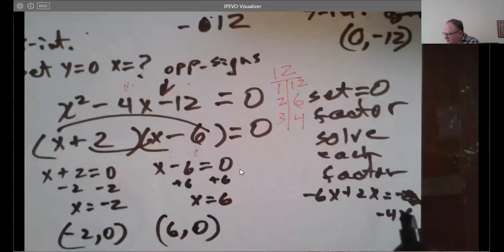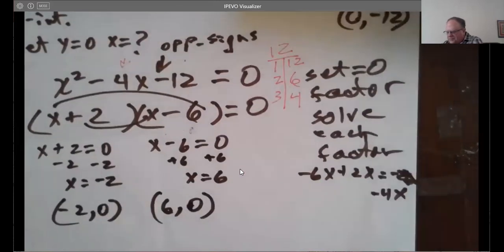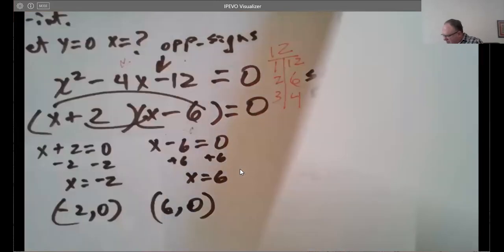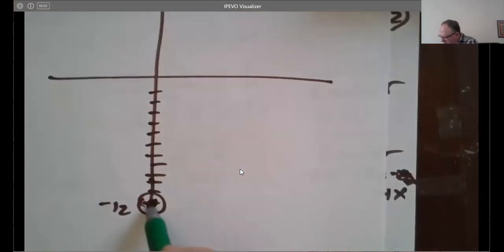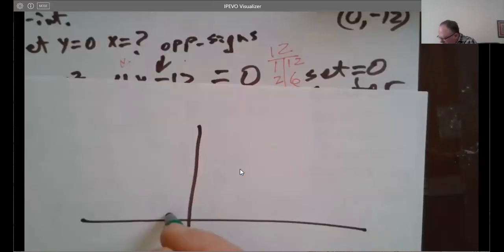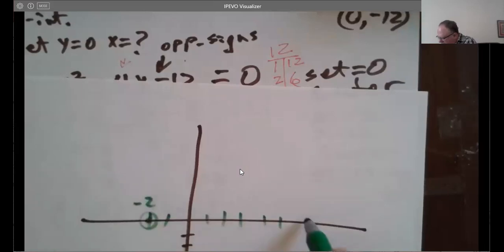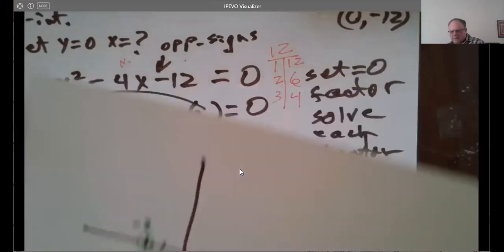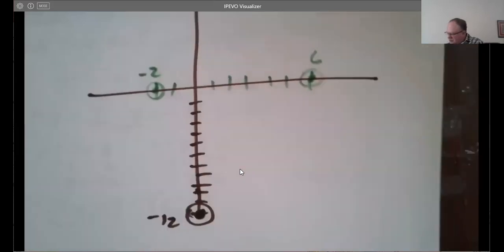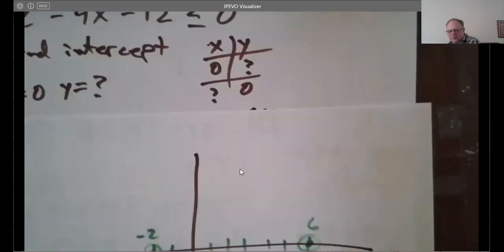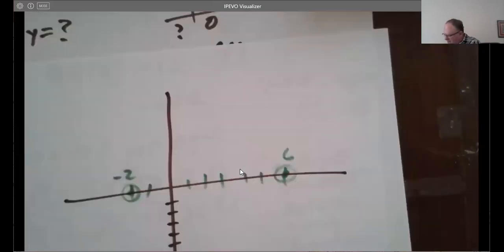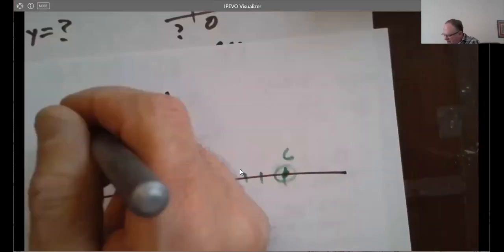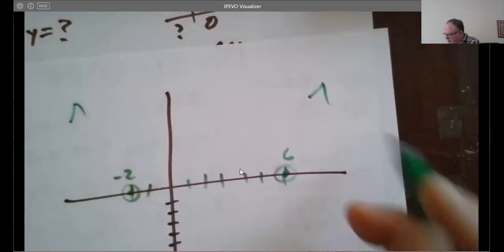Okay, so we found our y-intercept was negative 12, 0, negative 12. And so our x-intercepts are going to be negative 2, and 1, 2, 3, 4, 5, 6. Okay, questions there. So since our parabola is positive, right, it's going to open up. So we're looking at something like this, right?